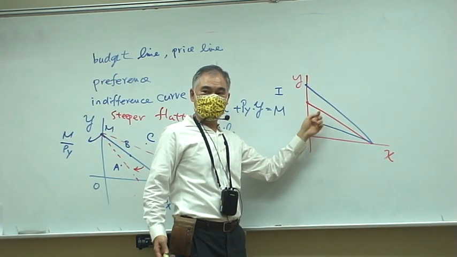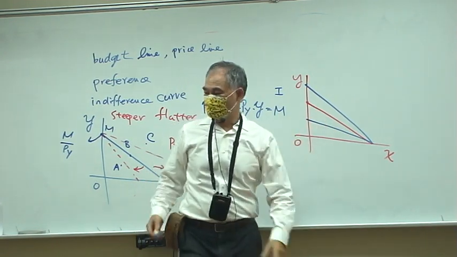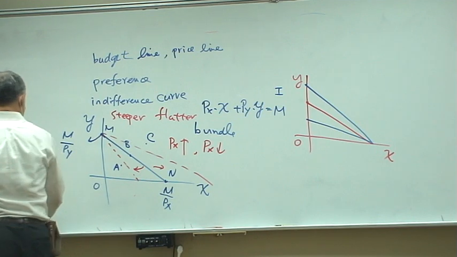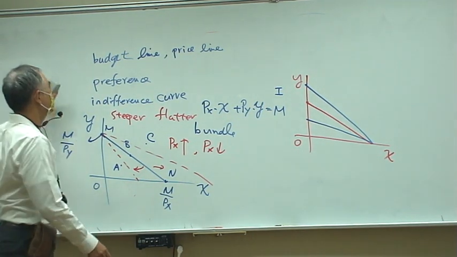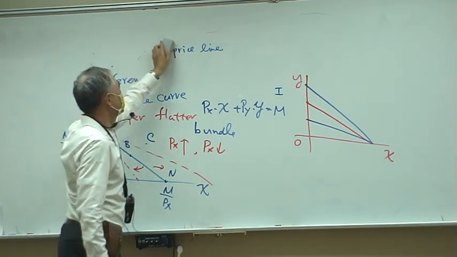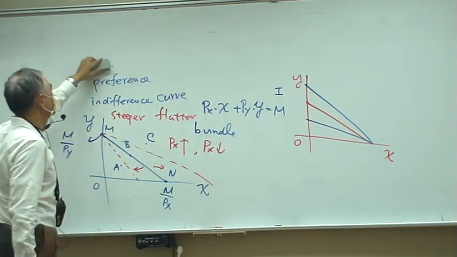More expensive, it is flattened. Okay, questions? Okay, then we talk about the second part, preference. What you like.